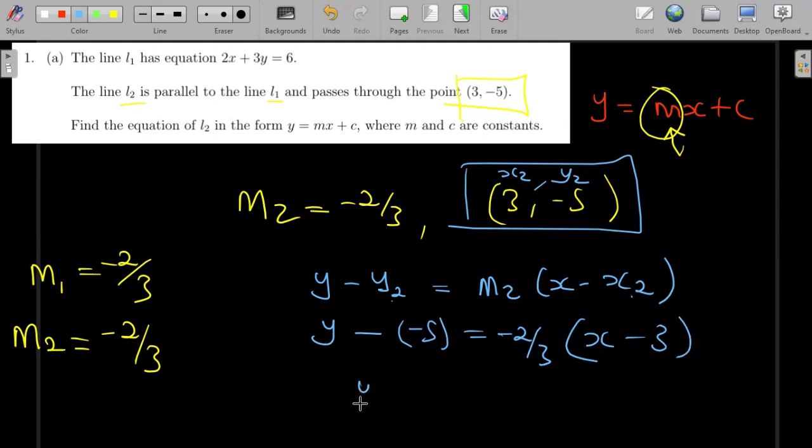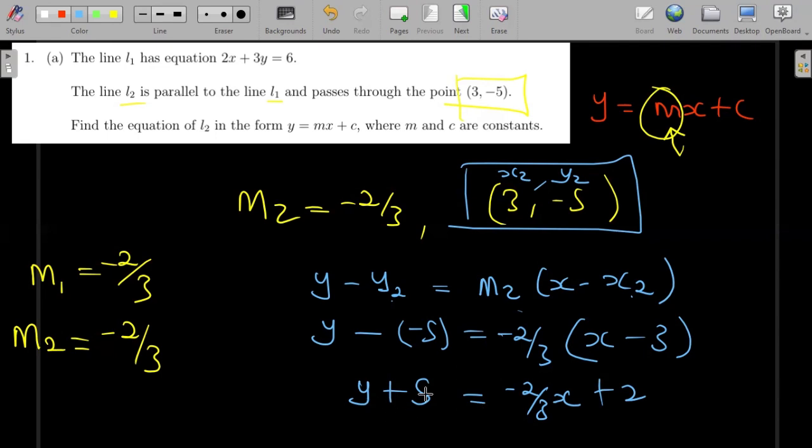Okay, so this is going to be y plus 5 is equal to, and then you multiply this with the x, you're going to get minus 2 over 3x, and then when you multiply this minus 2 over 3 with the minus 3 there, you're going to get plus 2. Okay, you're going to get plus 2 because this 3 and this 3 will cancel.